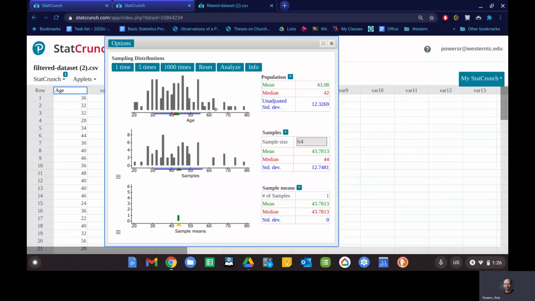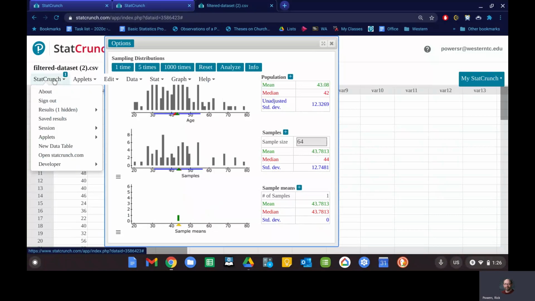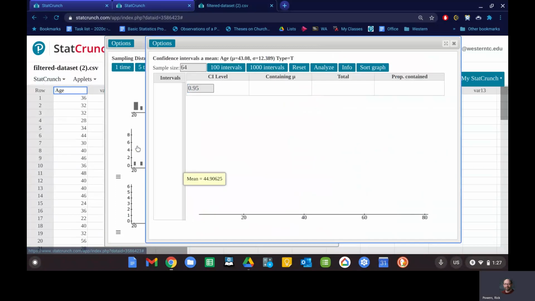But for right now, as you can see here, when I take one sample, I'm not going to exactly get the mean, but I'm going to be relatively close, and I can have an idea of how far above and below I need to go in order to say I think the population mean is here.